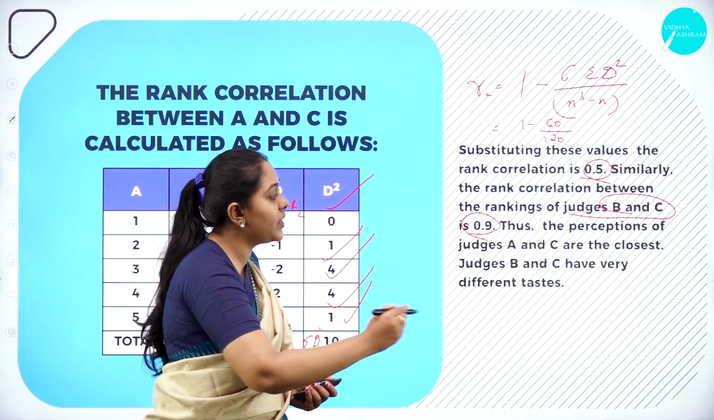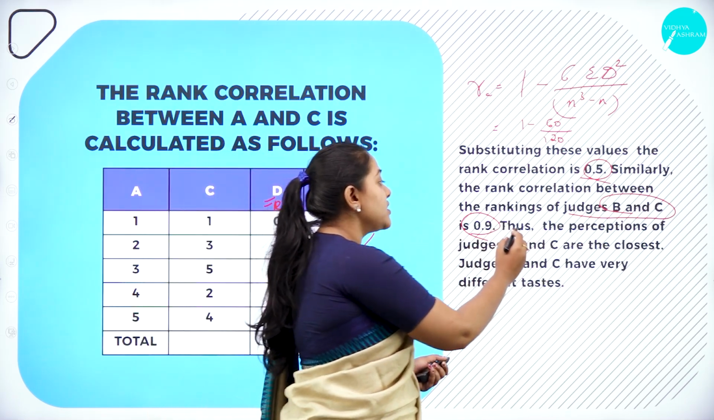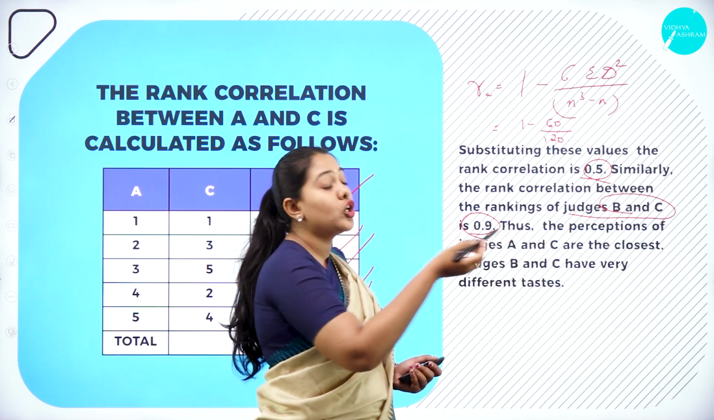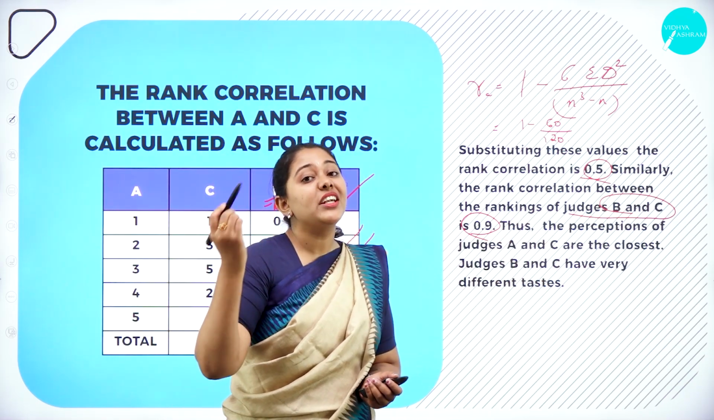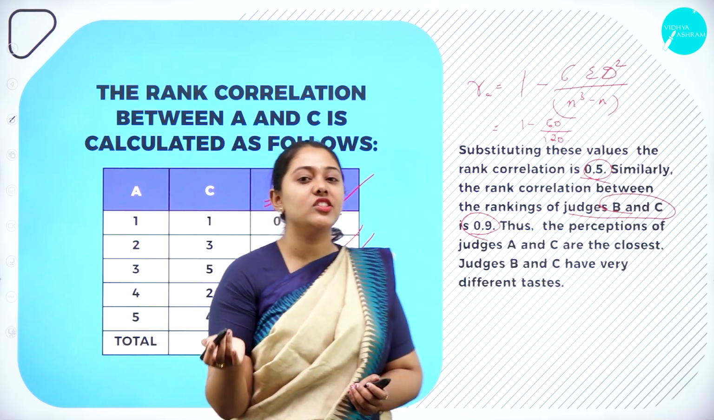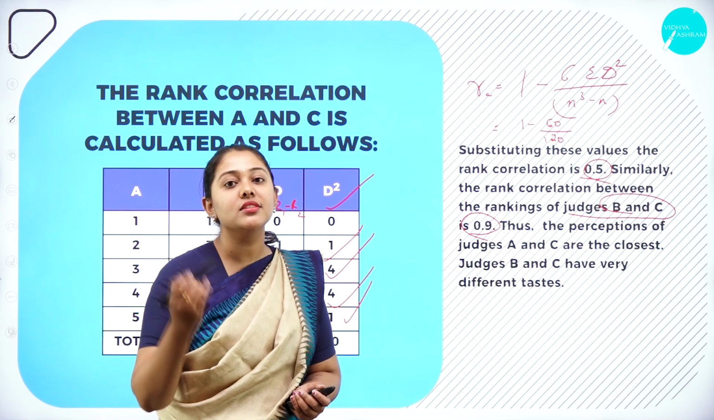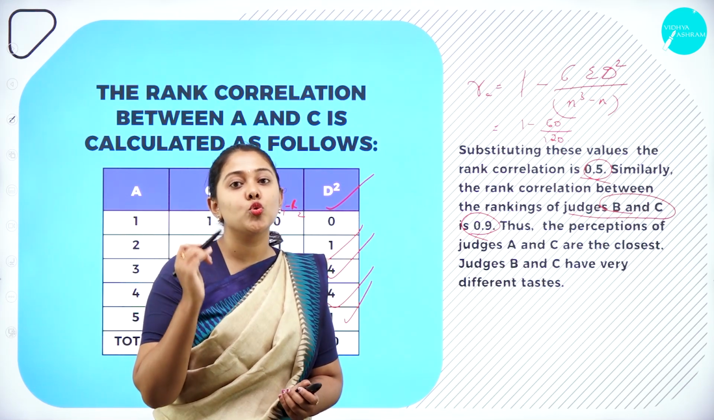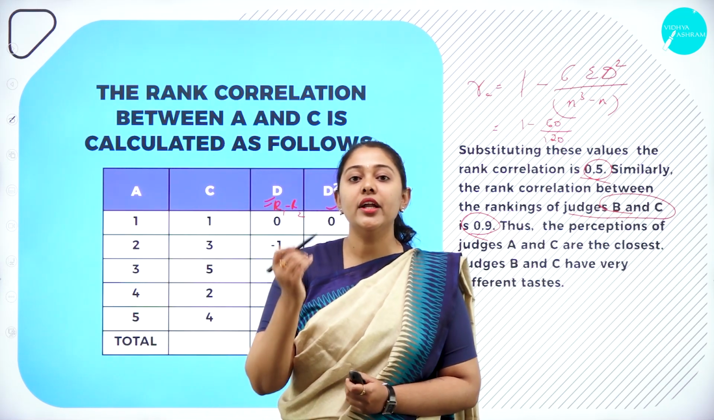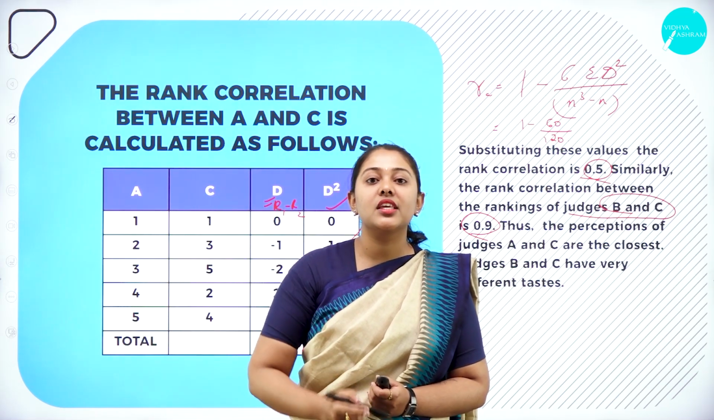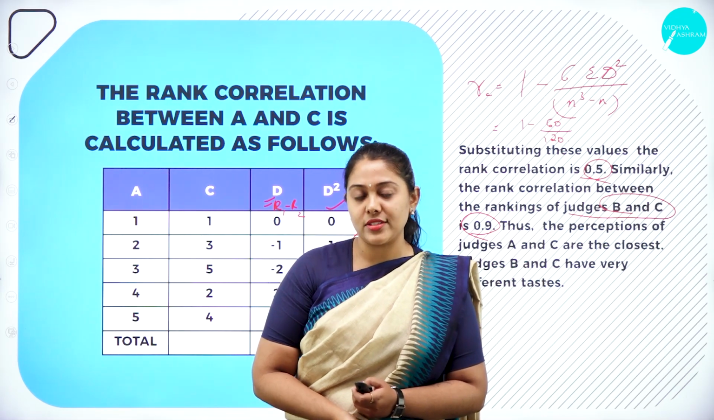So the perception of Judge A and Judge B, Judge A and C are the closest judges. B and C have different taste, but Judge A and the other judges have similar taste towards the perception of beauty. So this is how you calculate for case 1, when the ranks are given. So this is a very important question.